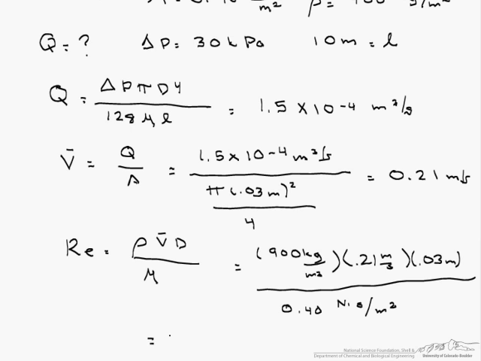And when we calculate that, we find that the Reynolds number is 14.2, which is certainly less than 2100, which is the critical Reynolds number, and we can use the equation that we used.